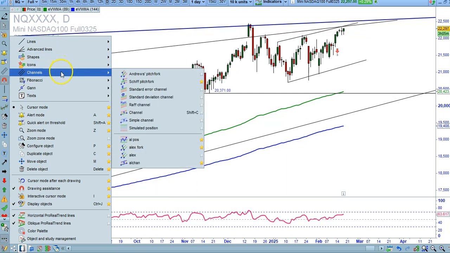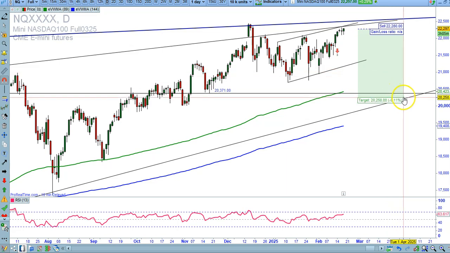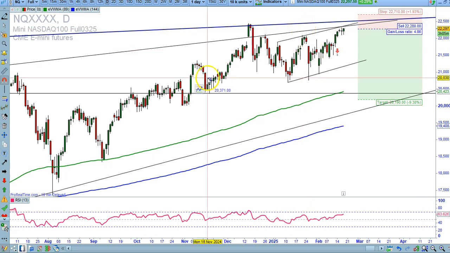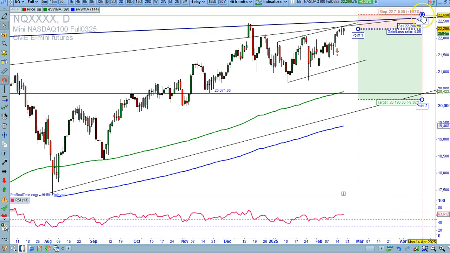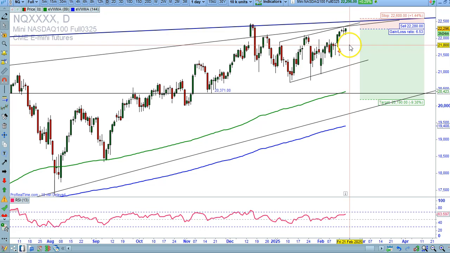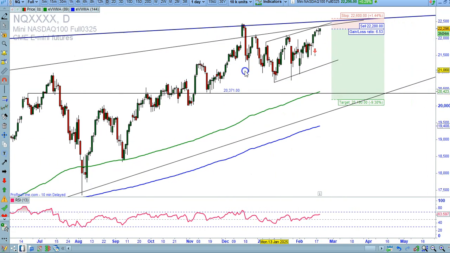So I will first try a short trade here to target 20,300, and the stop loss should be above 22,500, based on your risk preference and your risk management. Okay, so this is my first proposition.